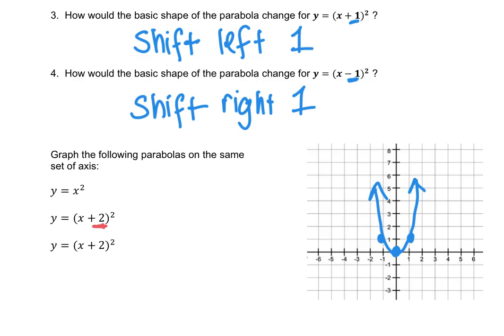And then we have this plus 2 in parentheses for the next parabola. So what does that plus 2 in parentheses tell us to do? Right, we will go to the left 2. So let's move our vertex from 0, 0 to the left 2 and put our next 2 points.